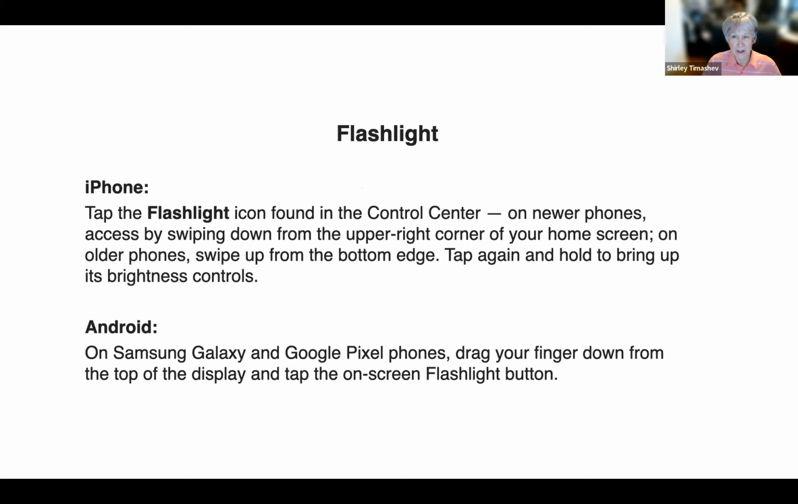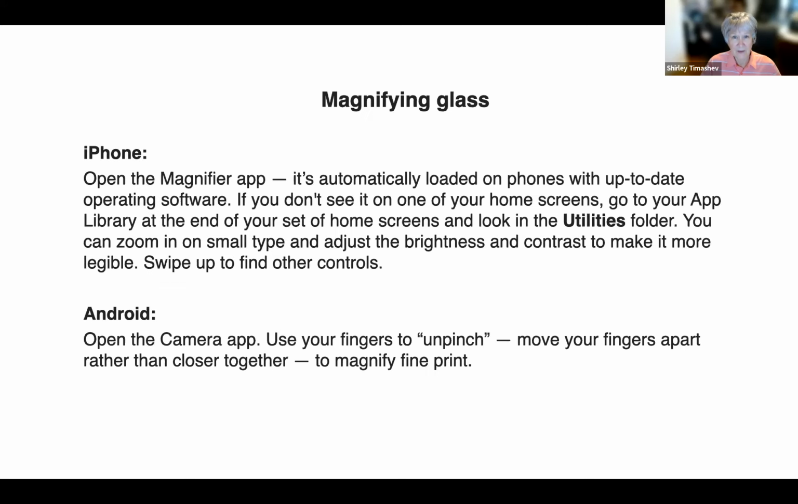The flashlight can be found in several different places. It may be on your home screen, and it is also definitely in your control center. So if with your particular phone you have some questions about this, at the very end we can talk about how to find the flashlight on your phone.